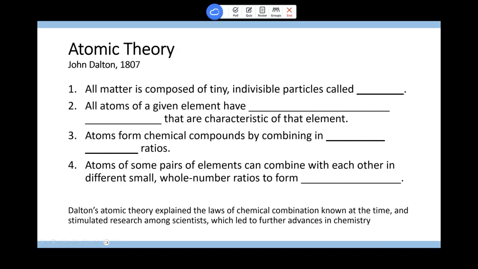So in 1807, Dalton published this atomic theory, just four points: all matter is composed of tiny invisible particles called atoms, and all atoms of a given element have identical chemical properties.